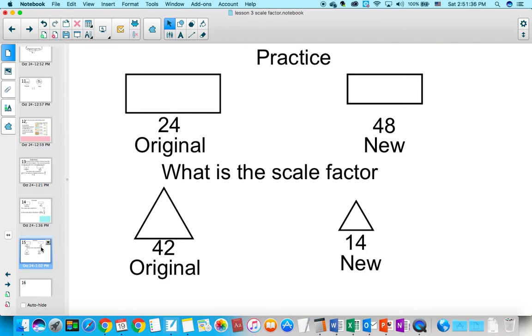Right? So what is the scale factor of this original to the new one? Pause the video, see if you can do it on your own. And then you can also do the second one as well.